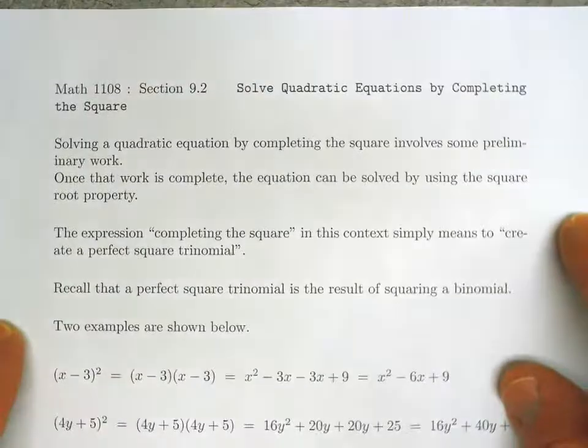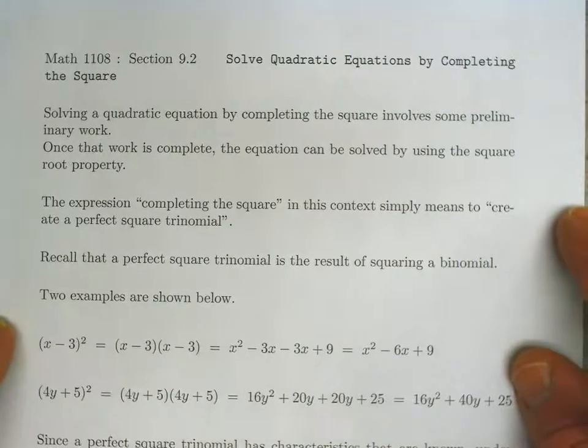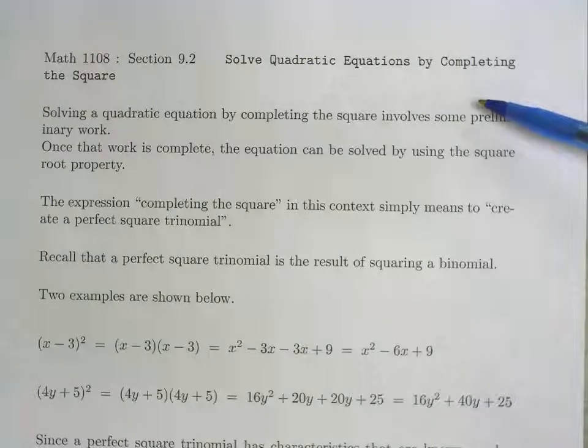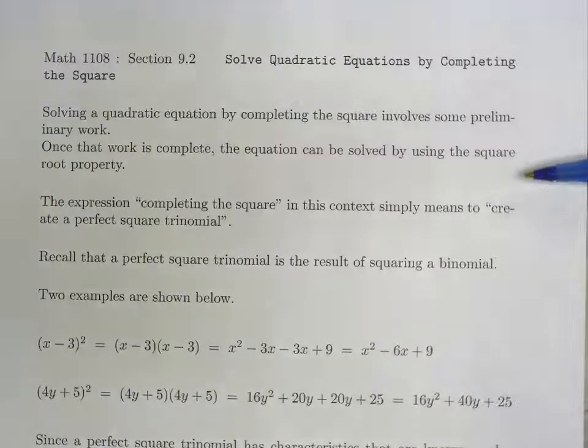Okay, we'll take a look at section 9.2 today. You've seen quadratic equations before, and we're going to solve quadratic equations by completing the square. Solving a quadratic equation by completing the square involves some preliminary work. But once that work is complete, the equation can be solved by using the square root property. Yesterday during class, we talked about the square root property. The expression completing the square in this context simply means to create a perfect square trinomial.